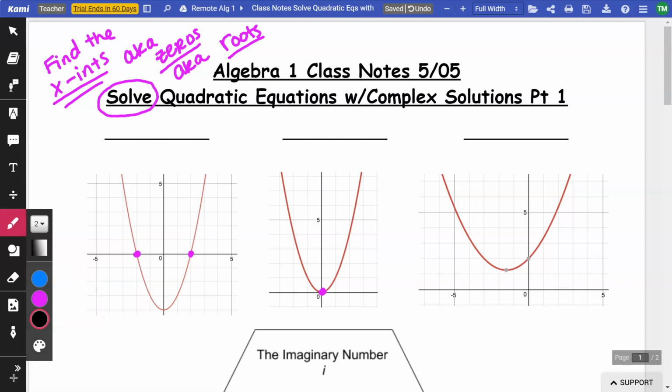So for example, if you look at this parabola, it has 2 real solutions, or 2 real zeros. This parabola only has 1 real solution, or 1 real zero. And then this parabola has no real zeros. So instead of having 2 real zeros, it would have 2 imaginary zeros.